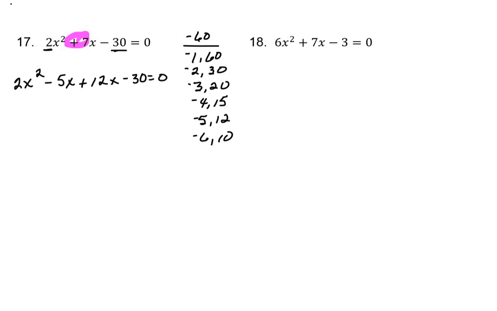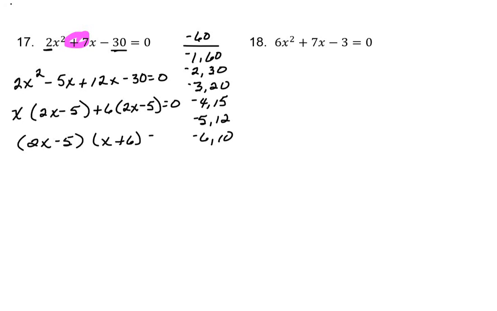And I'm going to group these first two terms together and factor out a common factor of x. Grouping the second two terms together, I'm going to factor out a 6. And then factor this into 2x minus 5 times x plus 6. Then I'm going to set each of these factors equal to 0 and solve. And there are my answers.